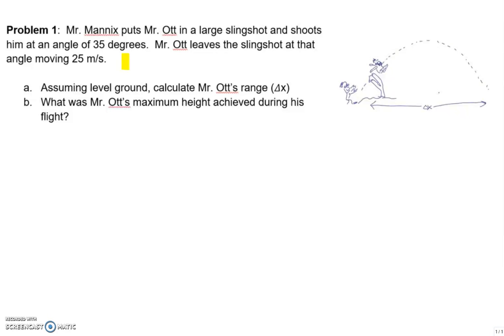In this problem, Mr. Ott is in a slingshot. He's shot at an angle of 35 degrees and he's moving 25 meters per second out of the slingshot. Here's how that information fits the diagram.